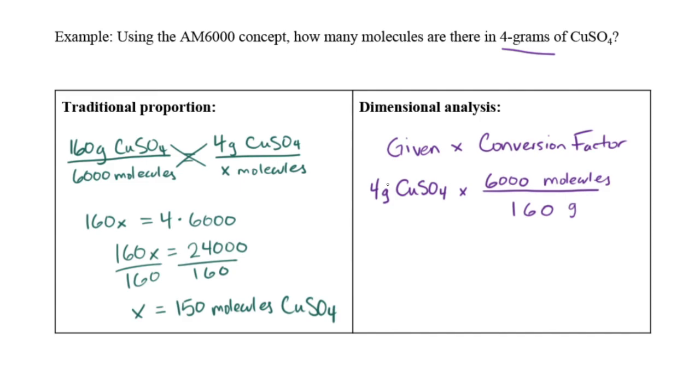Because we have grams on top and now grams on the bottom, I can actually cancel out those units, and all that's left is molecules. We now multiply across what's on the top and divide what's on the bottom. So we have 4 times 6,000 divided by 160, and we are left with 150 molecules of copper sulfate. Molecules did not cancel, so those are still our units. And as you can see, we get the same answer both ways.